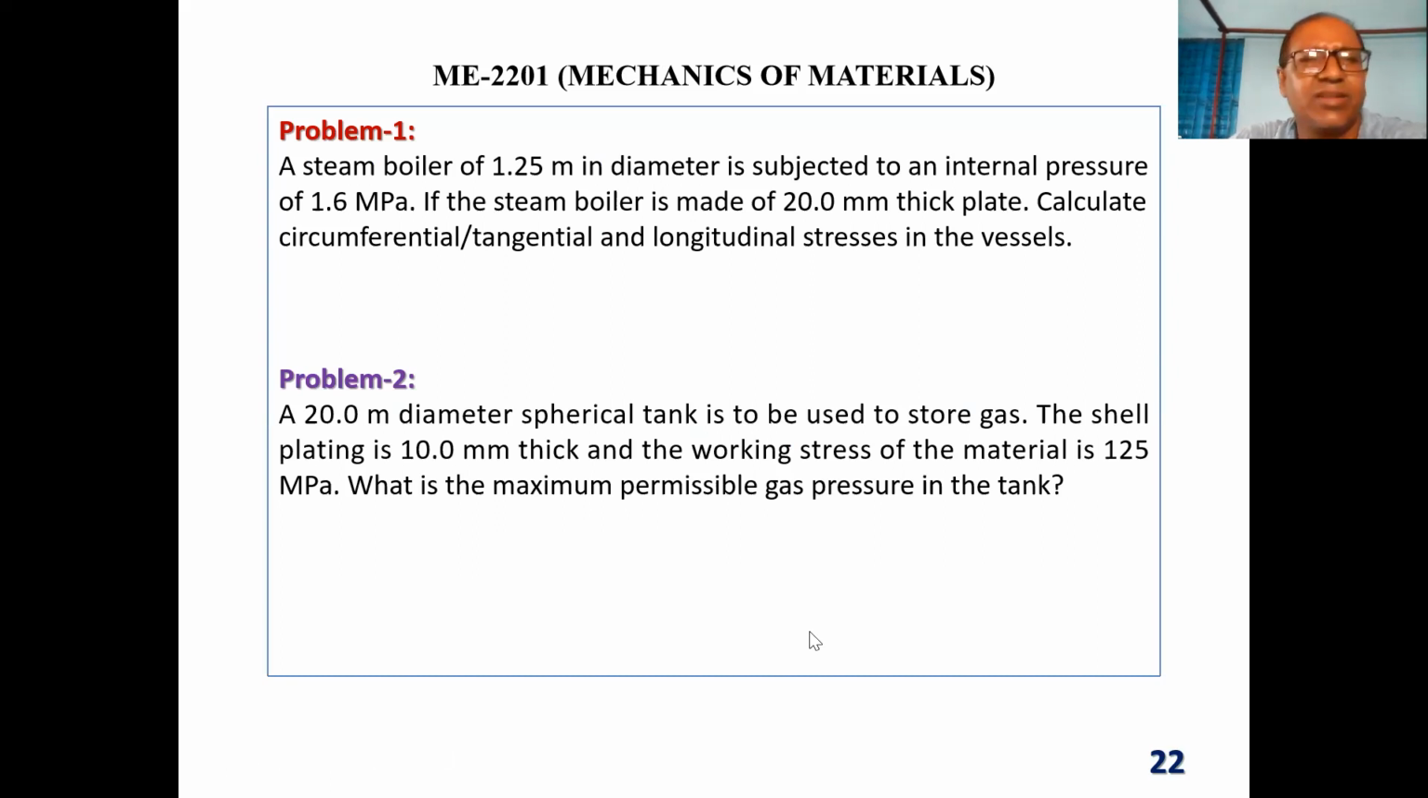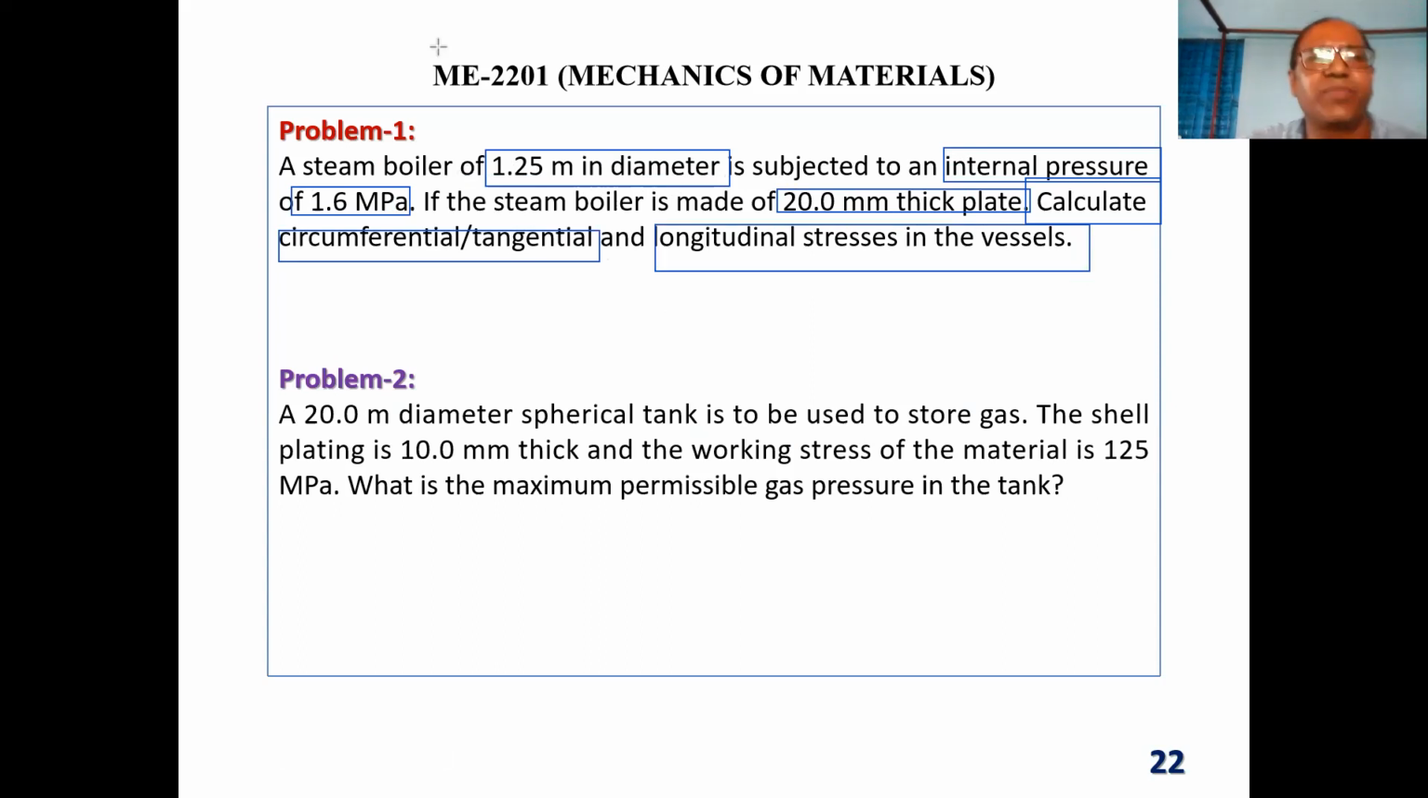Before that, do you have any question? No question. Okay. A steam boiler is 1.5 meter in diameter. Internal pressure is given as 1.6 megapascal, made of a plate of this thickness. Calculate the circumferential, tangential, or longitudinal stress. So you see tangential stress sigma T and longitudinal stress sigma L. They'd like to know that.